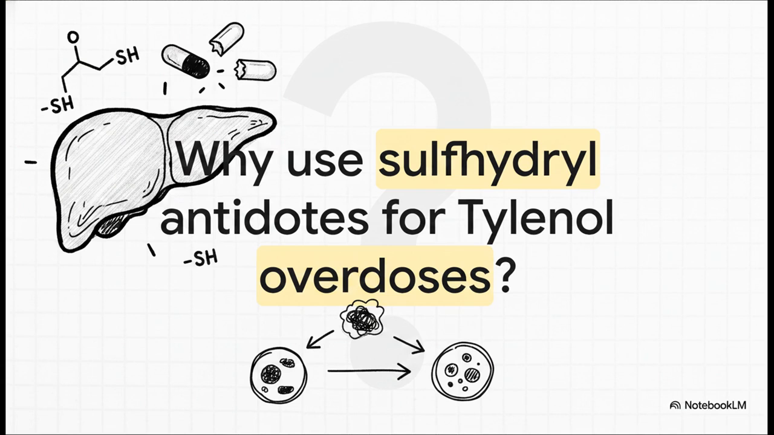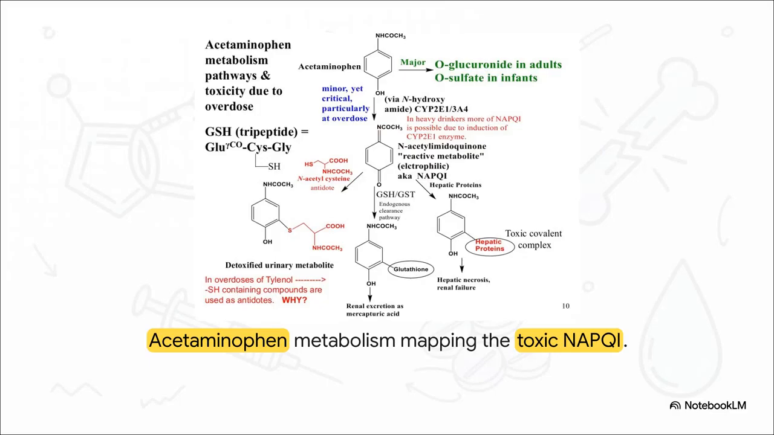If someone takes way too much acetaminophen, hospital workers have to immediately administer sulfhydryl-containing compounds like N-acetylcysteine to save them. But why? What exactly is going wrong in the liver? Well, tracking its metabolism exposes a pretty dark side to this everyday drug. When you take a normal, safe dose, your body clears it, no sweat.